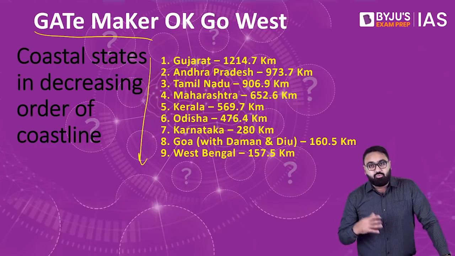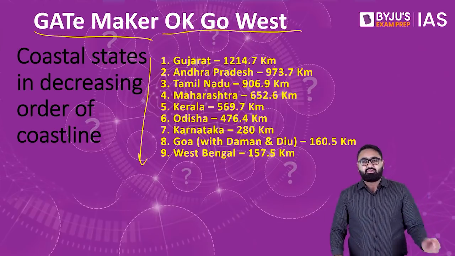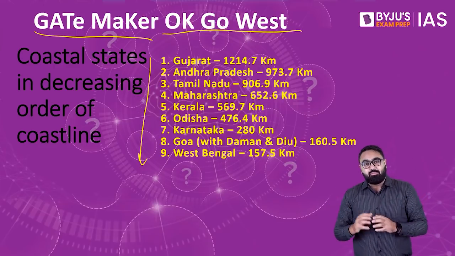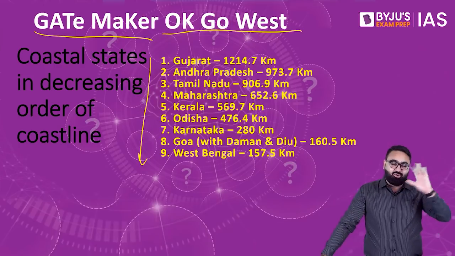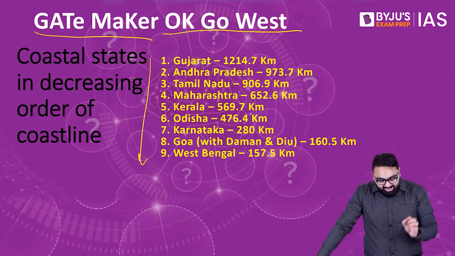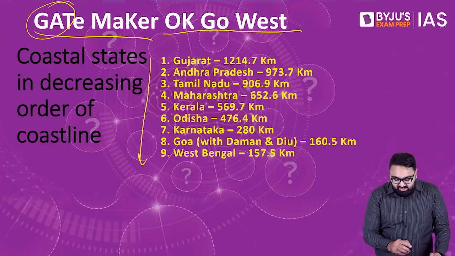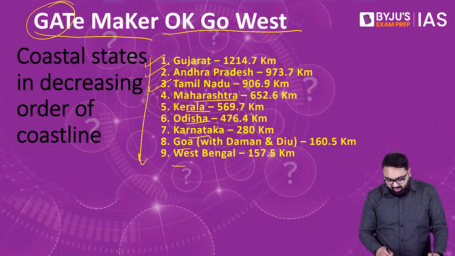Gate maker, someone who makes a gate, is okay, go west. So basically you wanted to go to western countries, you invited a gate maker at your place, made sure that your gate is locked, well made, and then you went west. Or any other story that is easy for you to remember. Gate maker, okay, go west. Now GAT is Gujarat, Andhra Pradesh, Tamil Nadu, followed by Maharashtra, Kerala, Odisha, Karnataka, Goa, and West Bengal.